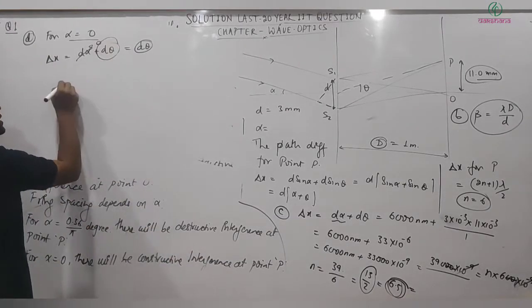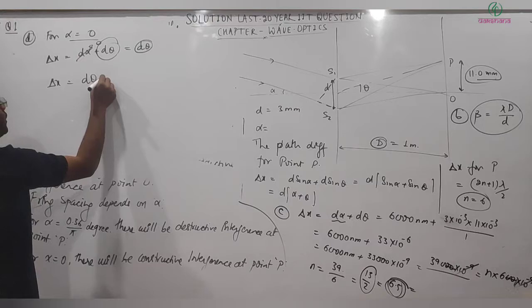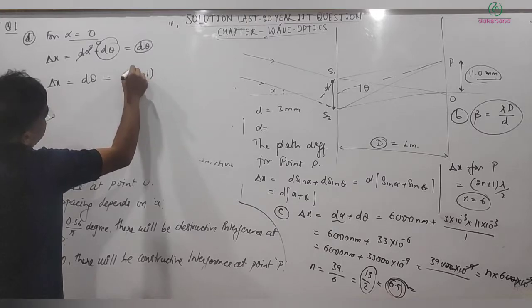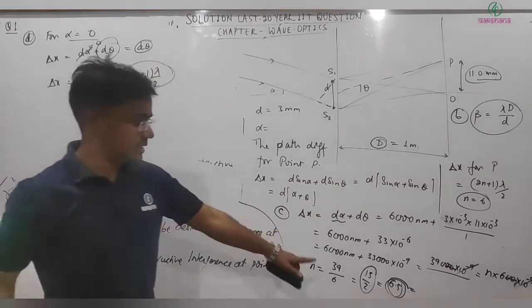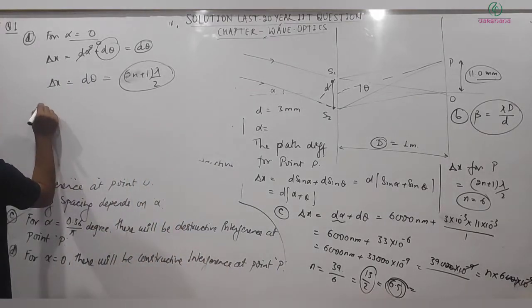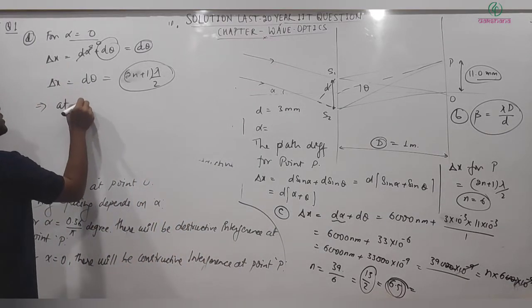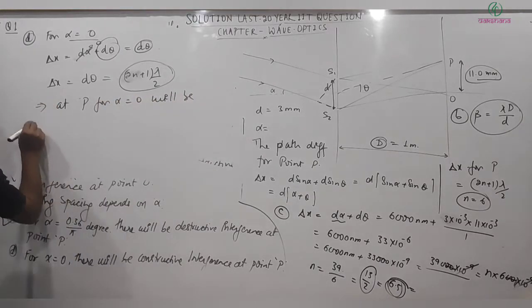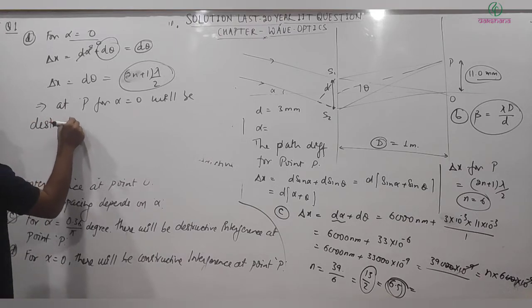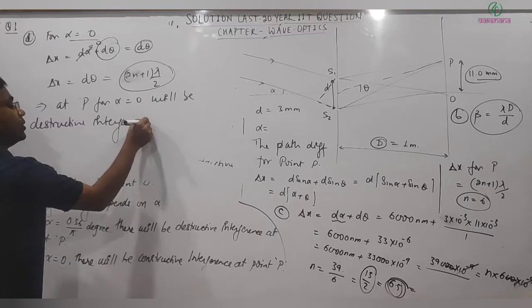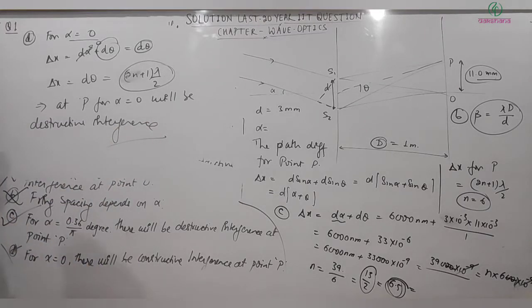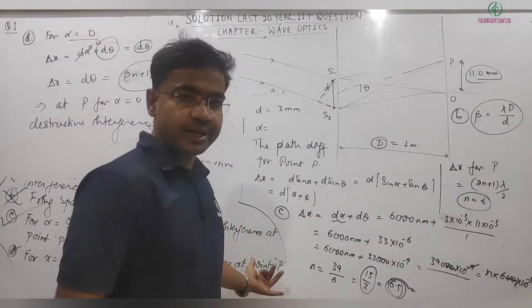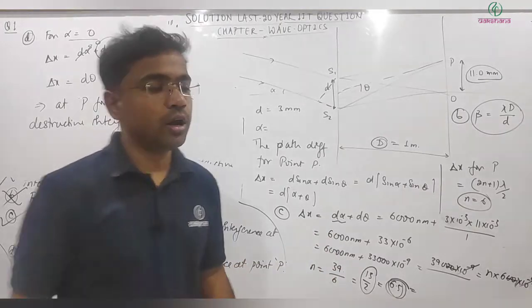You can write delta x is equal to d theta, which is an odd multiple, 2n plus 1 into lambda by 2, because we have already checked it, right? So this implies at P for alpha equal to 0 there will be destructive interference. And it's saying constructive interference, so this is also not right. So that is the problem, and it's an easy problem actually. Yes, you need to check every option whether it's right or wrong. Let's see the next question.